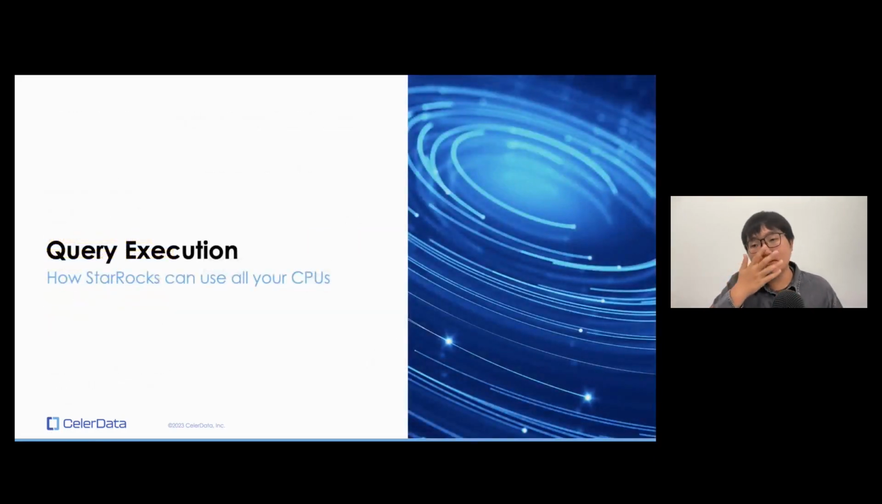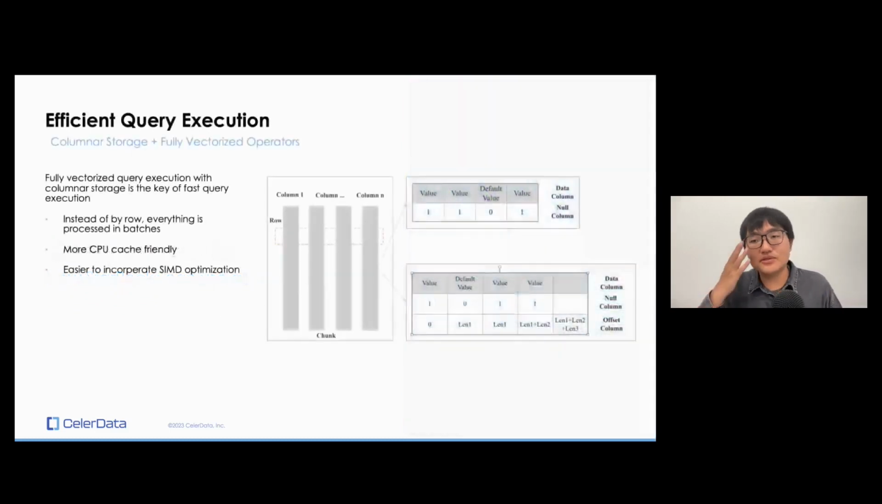Okay, and let's touch a little bit on the query execution as well. This is mainly the reason why StarRocks is fast overall. This doesn't really contribute to joins specifically, but this is the reason why StarRocks is very fast, right? Overall. So StarRocks runs on a columnar storage and has fully vectorized operators.